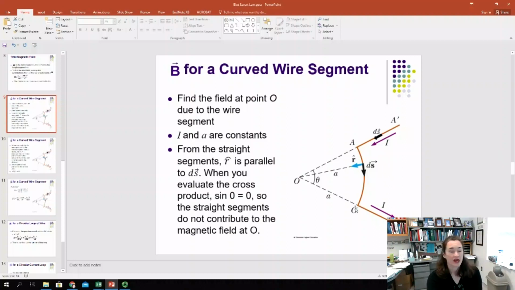Now the same could be said from C to C prime, right? ds in this case points radially outward, and r hat would point radially inward. That means that the angle in between ds and r hat would be 180 degrees. The sine of 180 degrees is 0, so that means that there is no magnetic field contribution for the wire segment when it moves from C to C prime. So that means that the only part of the integration that you need to perform to get the total magnetic field is from point A to point C, here along the arc of the circle. The straight segments from A prime to A and C to C prime do not contribute yet again because of the magnitude of the sine of the angle. Okay?